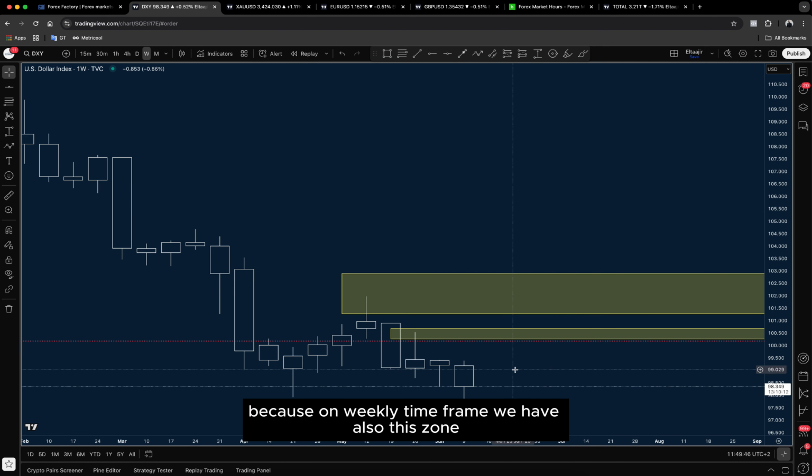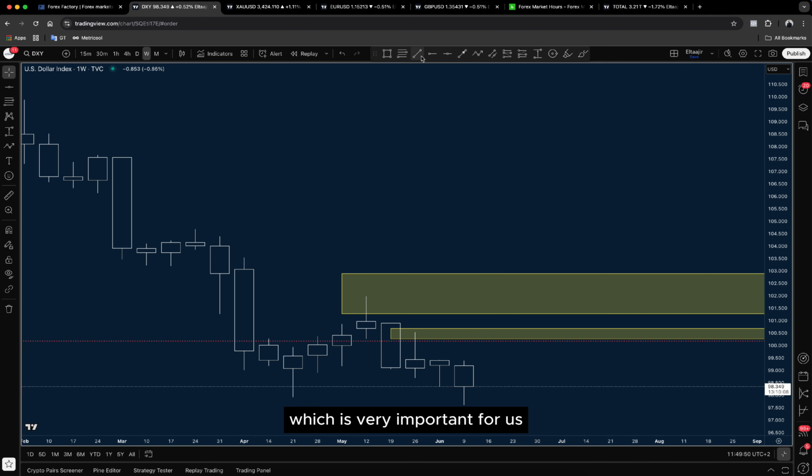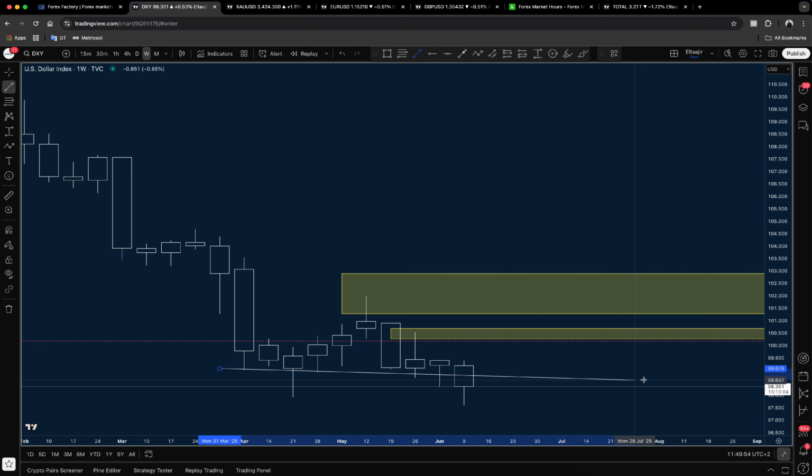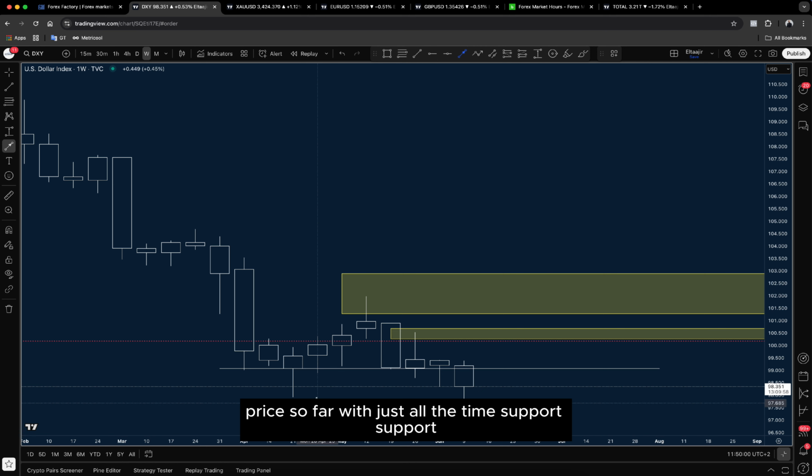Because on the weekly time frame we also have this zone, which is very important for us, which is this one here, all this area. And as you can see, price so far has been respecting support all the time.